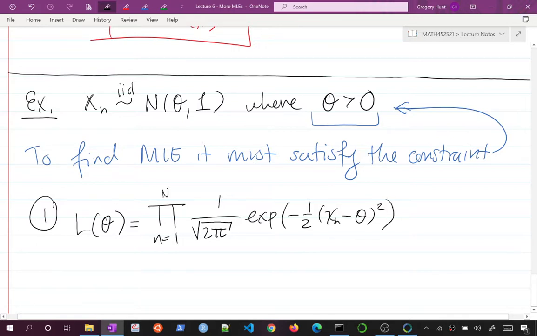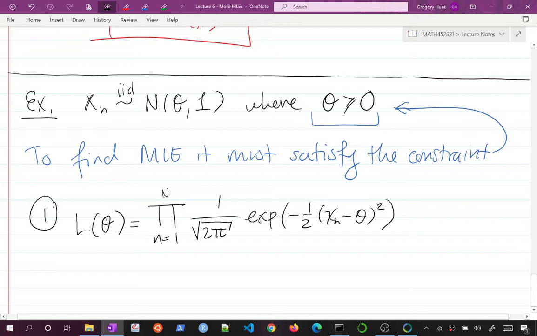Okay, so those are the marginals. And again, there is no restriction on the x of n's. They can be positive, they can be negative. All we're saying is that the distribution from which they are drawn has to have a theta that is positive. Maybe we should say bigger than or equal to 0 just to be technically correct.